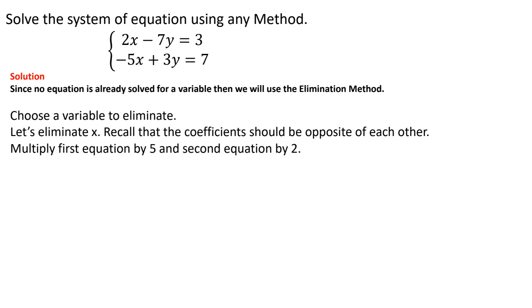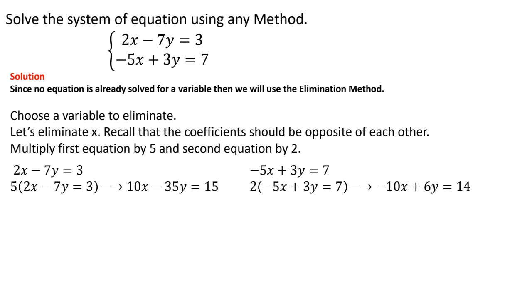So we want to find the least common multiple between 2 and 5. So the least common multiple between 2 and 5 will be 10, right? So what we want to do is multiply a 5 to equation 1, because that will give us the 10. And we want to multiply a 2 to equation 2, and that will give us the negative 10.